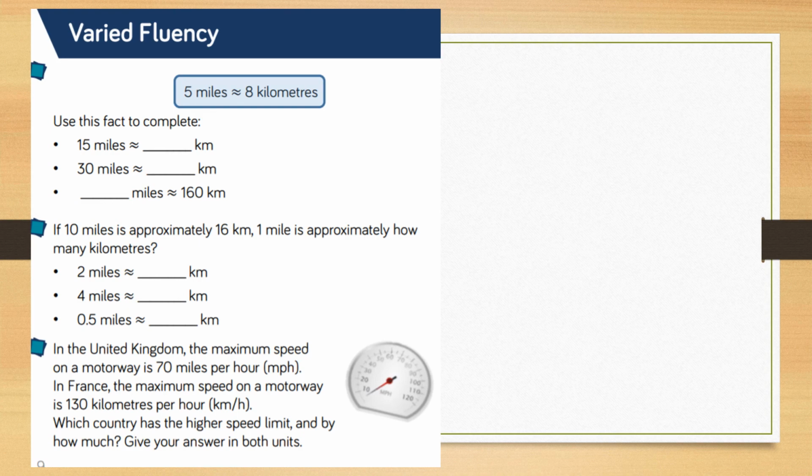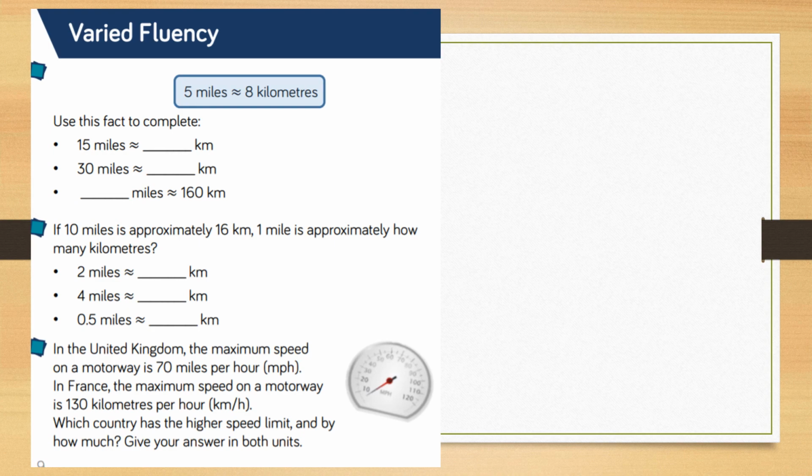So then to get to 160 kilometres, well, look at the relationship between 160 and 8. Okay, find a common multiple. As if it was 8 and 16, it would be 2, your common multiple. So if it's 8 and 160, it would be 20. Okay, so you've multiplied by 20 there, and 5 times 20 is 100, so 100 miles is approximately equal to 160 kilometres.